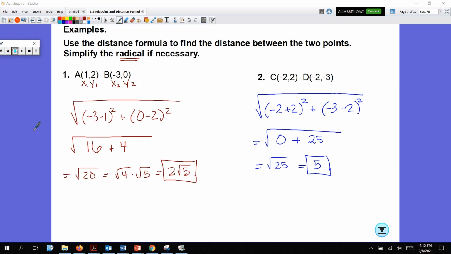All right, so you should have gotten the answer was 5. And don't forget when you're subtracting, so -2 minus -2 becomes addition. Be careful about that. Take your time and work the problem down, okay? And you should get positive 5.